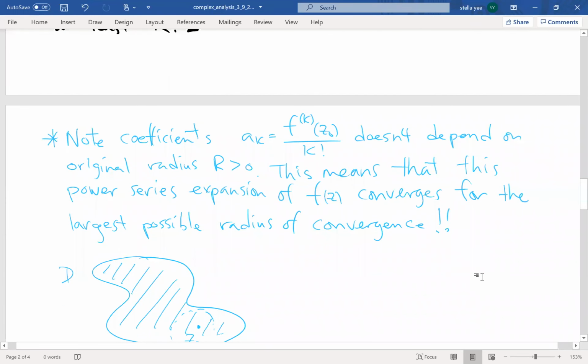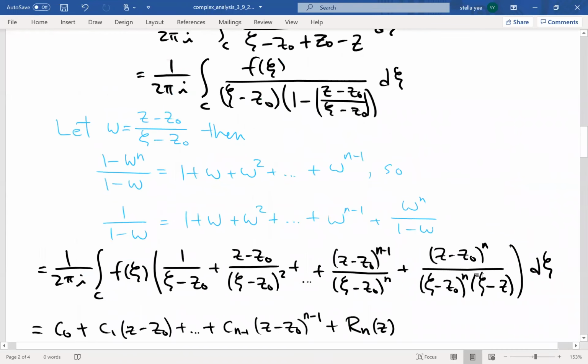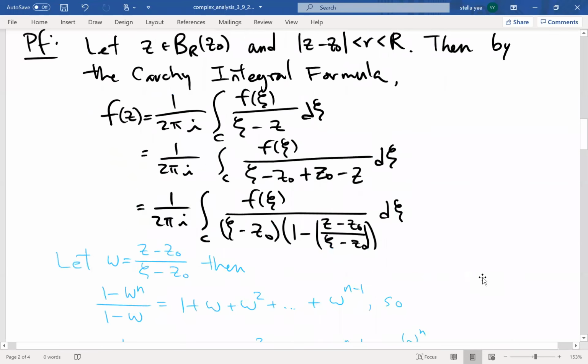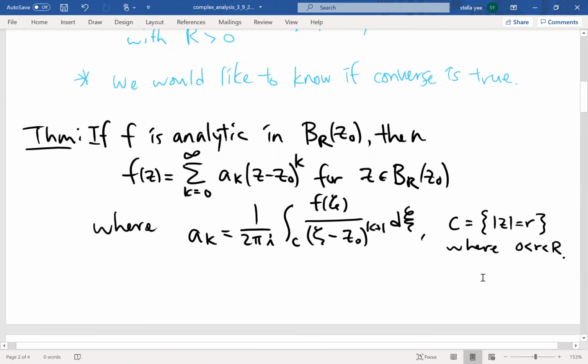So one bonus that we get from proving this converse: what we proved was that if we have an analytic function, it could be written as a power series. But we got a little bit more than that. We got that it's a power series and the radius is at least as big as the original domain that's given to us. Here we go. So if f is analytic in a ball of radius r, then this power series converges for the entire thing.